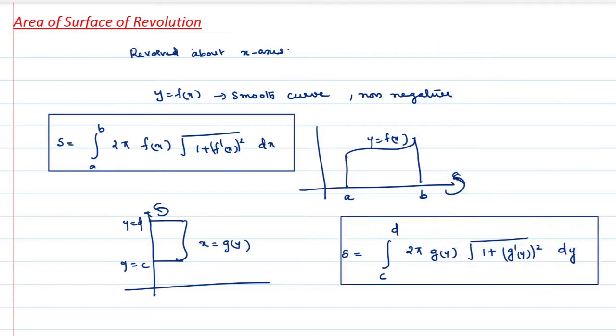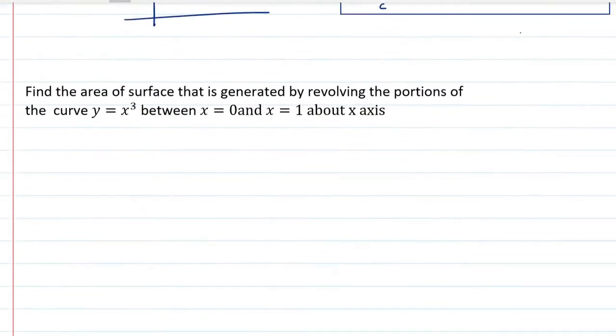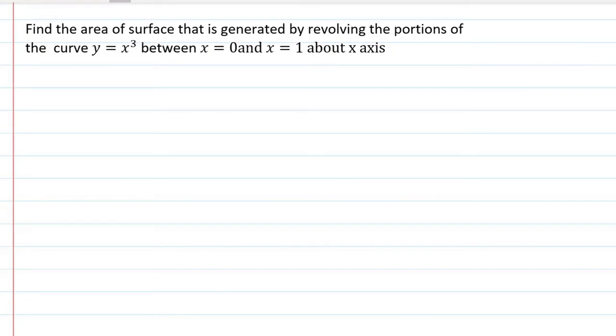We are not going into the theory. We are just studying the formula and doing the problem. Okay, let us move on to a problem. The problem is like this. Find the area of the surface that is generated by revolving the portion of the curve y is equal to x cube between x is equal to 0 and x is equal to 1.